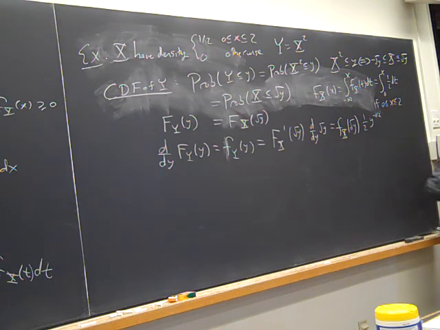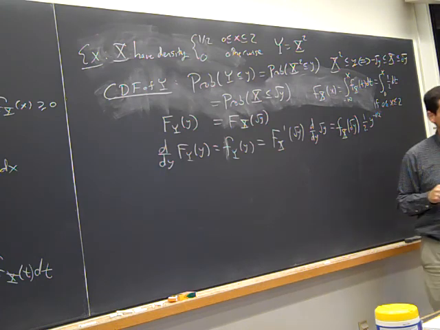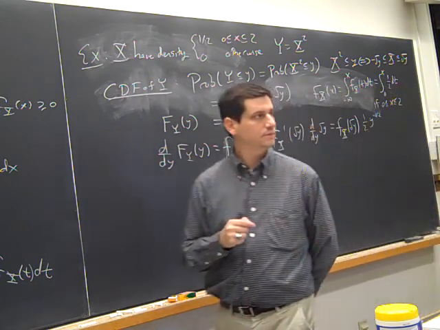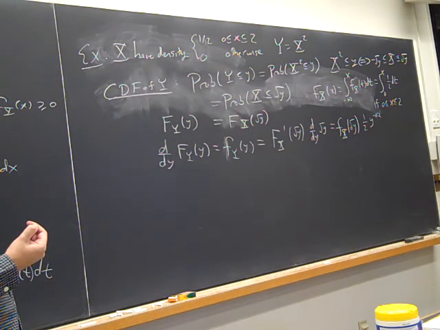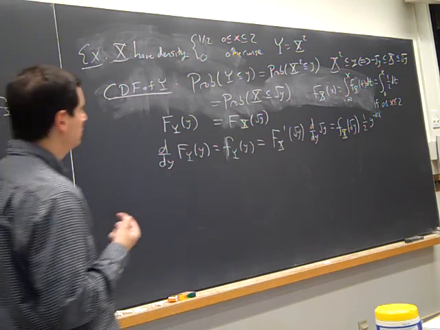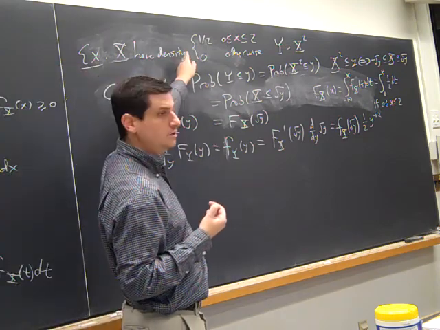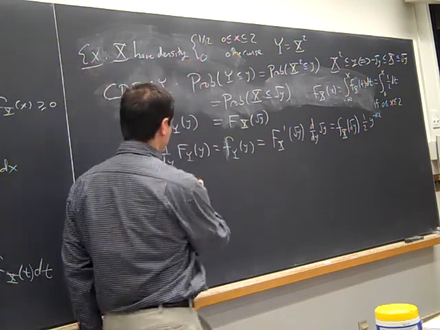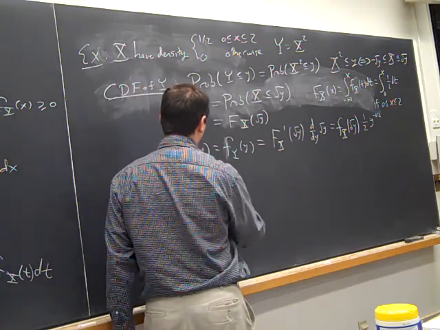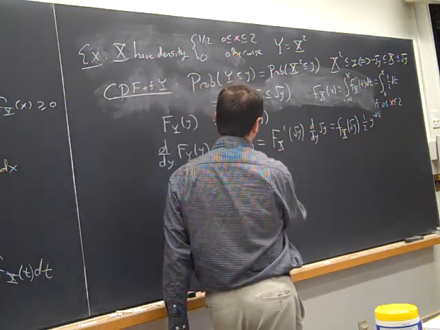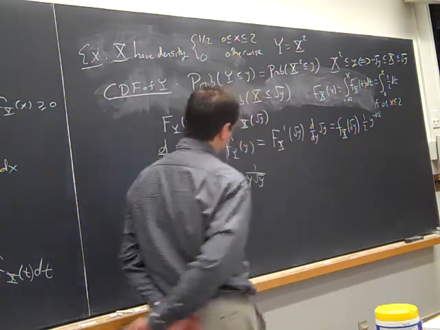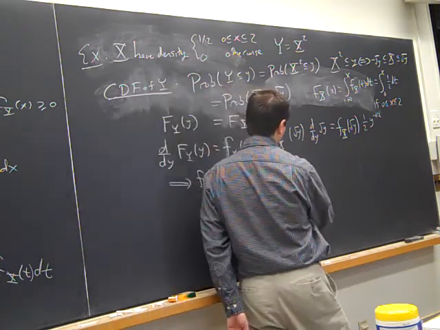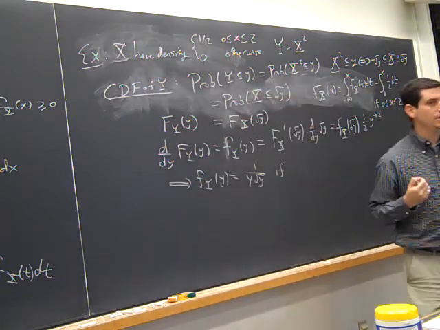Okay? What is fx of square root of y equal to? So we have it's equal to what? So looking up here, it's just 1/2. So we get fy of y is 1/4 square roots of y. What's my range for y? What's the range for little y?